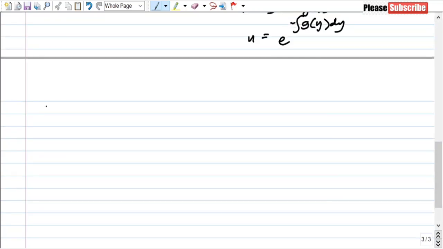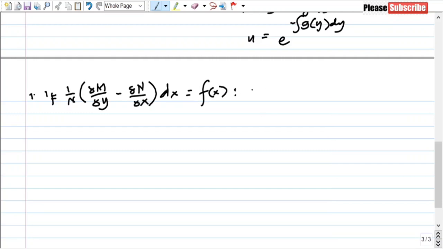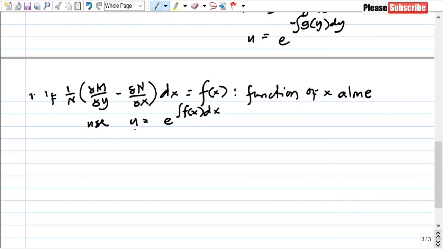Now, to summarize, so the two results are expressed in the following rules. So, i-summarize lang natin ha. So, if 1 over N, the partial derivative of M with respect to y minus the partial derivative of N with respect to x dx equals f of x. Makita nyo, this is a function of x alone. Ano gagamitin mong integrating factor? Yeah, so you have to use e to the integral of f of x dx. Okay? So, we set u as the integrating factor.